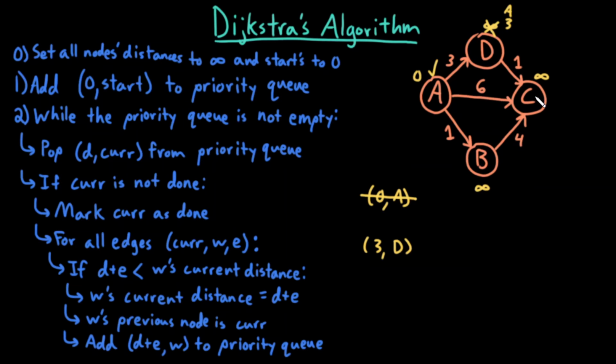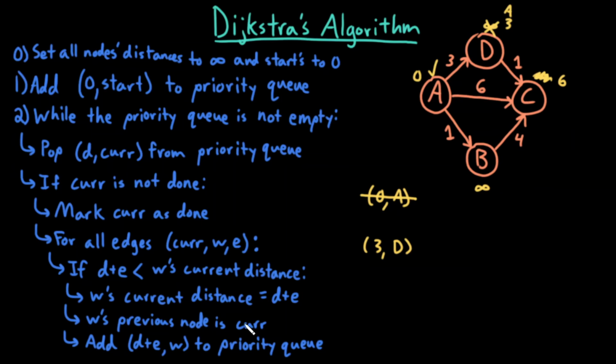The next outgoing edge, let's just do this one, A to C. If the distance to my current node, which is 0, plus the edge weight, which is 6, so 0 plus 6 is 6. If this is less than C's current distance, which is infinity. That's true. 0 plus 6 is 6. 6 is less than infinity. Okay, so C's current distance becomes current distance plus edge weight. So C's current distance becomes 0 plus 6. So the current distance becomes 6.